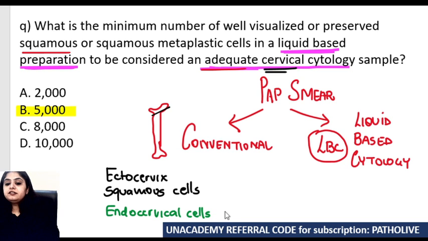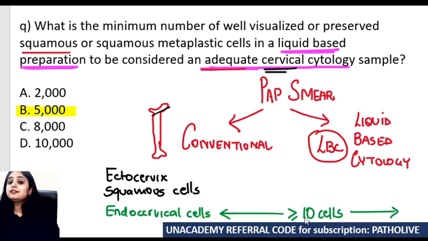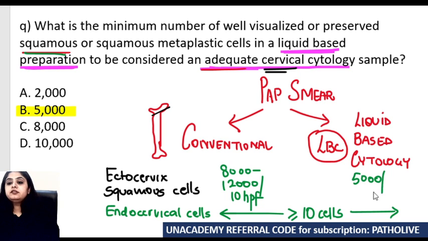For endocervical cells, whether I'm dealing with conventional or liquid based, I should see at least 10 cells to call it adequate. Whether conventional or LBC, the endocervical cell criteria is the same. But over here they have asked me the criteria for squamous cells. So please remember, for squamous cells under conventional, the range is 8,000 to 12,000 cells that you see in 10 high power fields, whereas the cutoff for liquid based cytology is a minimum of 5,000 cells that you see in a total of 10 high power fields.